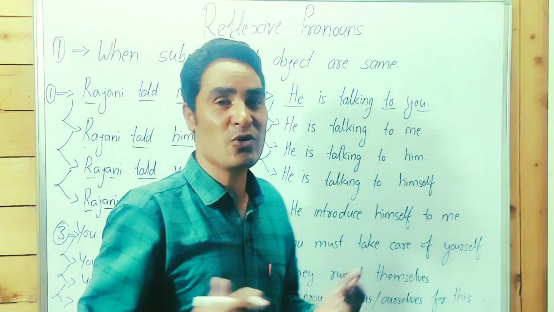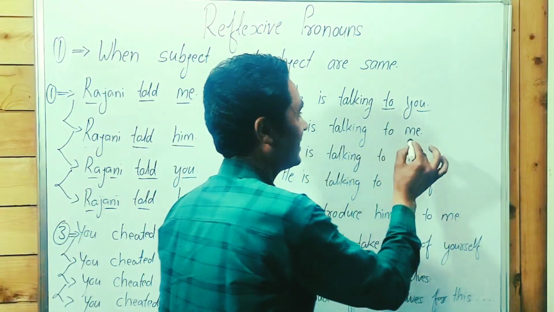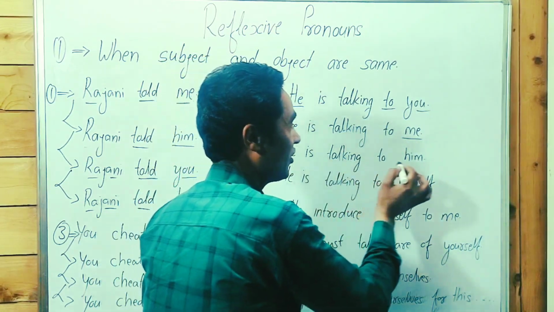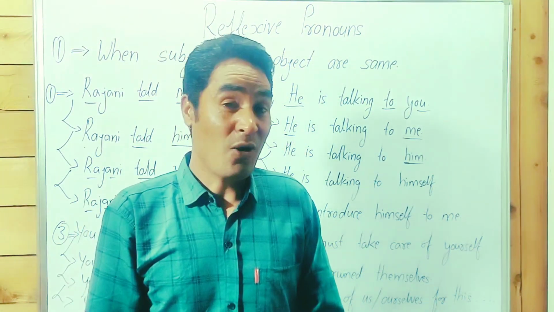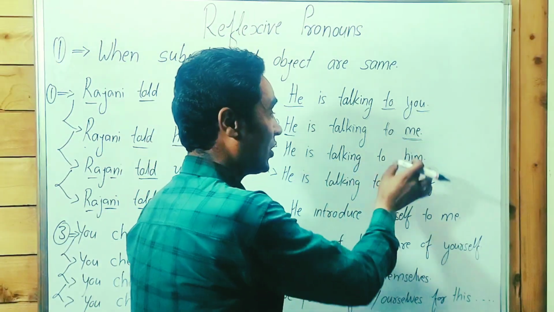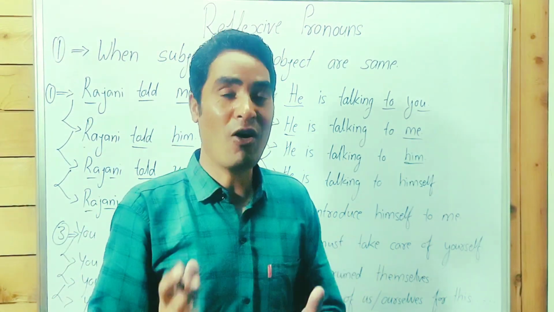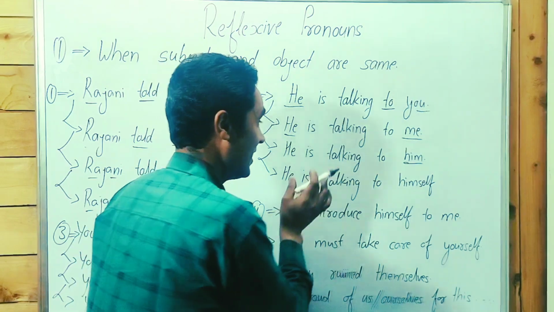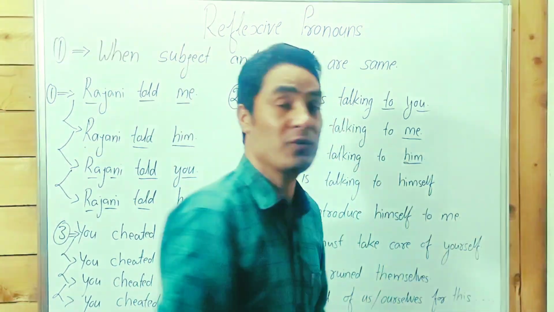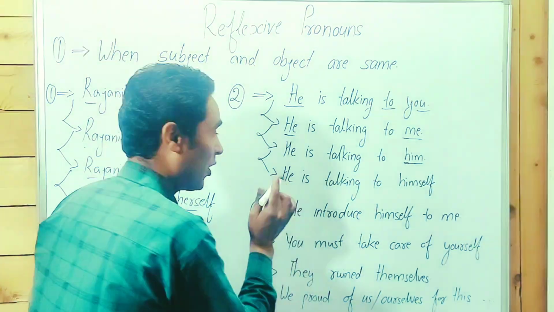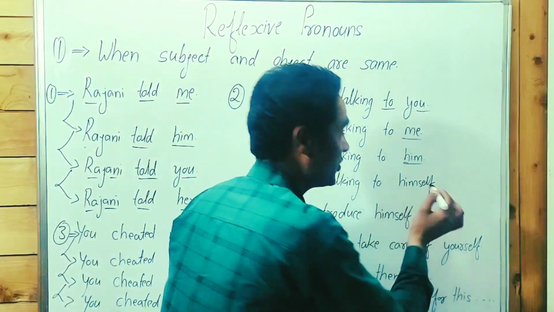He is talking to me. Different subject, different object. He is talking to him. Different subject, different object. Guys, point to be noted: he is talking to him. Here are two persons, one is the subject and the other is the object. Now when we talk about this sentence, he is talking to himself.